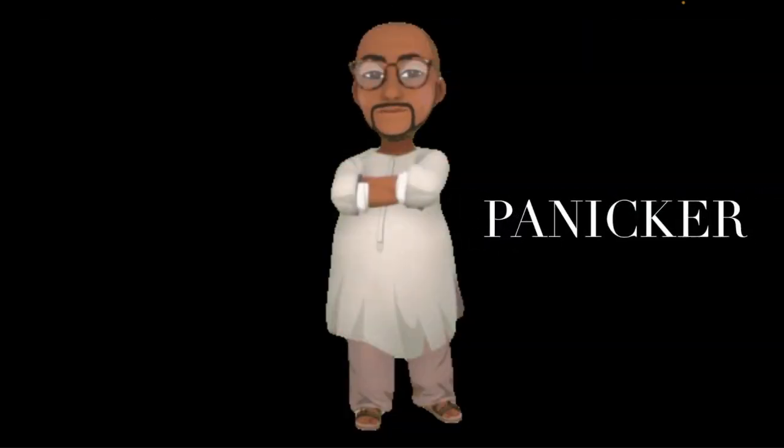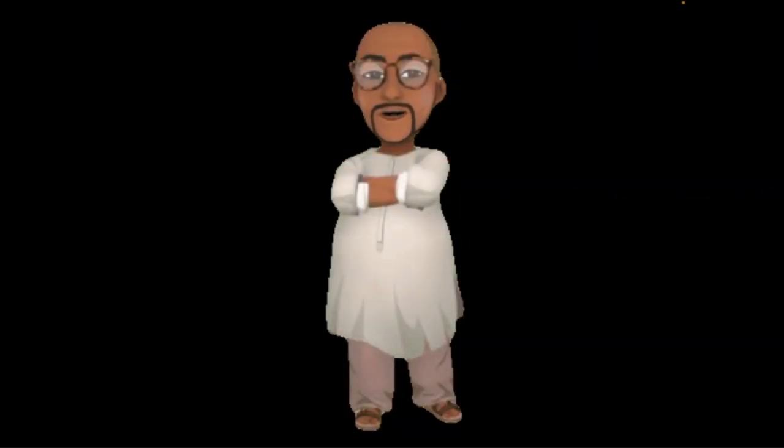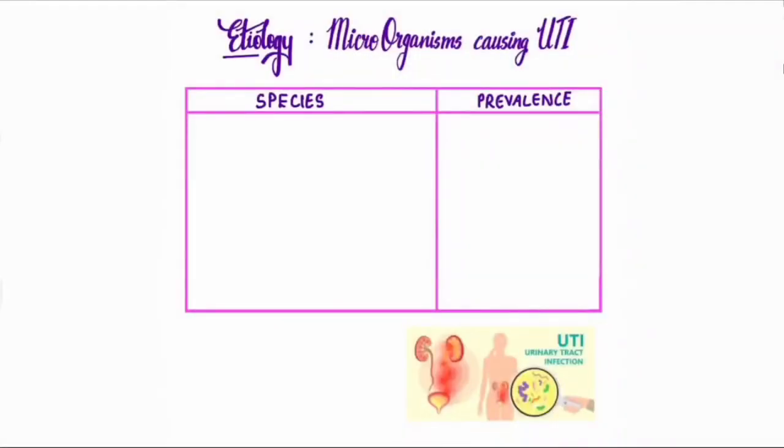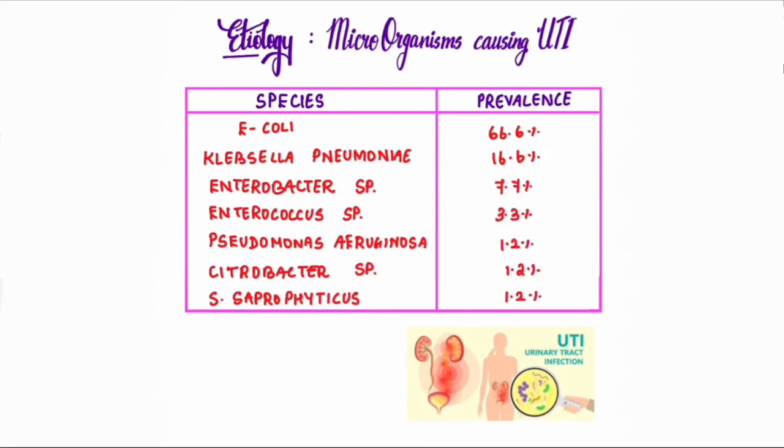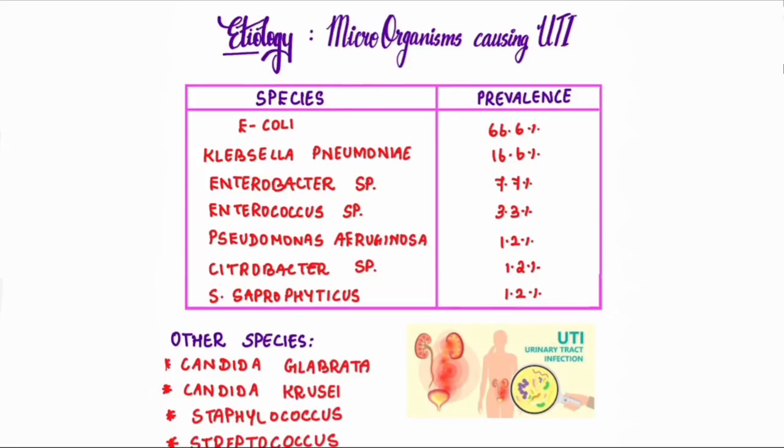Hello, I'm Panikar and I'm going to be talking about the etiology of UTI. The most common causative agents of community-acquired UTI are E. coli at 66.6% of cases, followed by Klebsiella pneumoniae at 16.6% of cases, and others such as Enterobacter, Enterococcus, Pseudomonas, Citrobacter, and Saprophyticus. Other microorganisms are Candida, Staphylococcus, and Streptococcus.